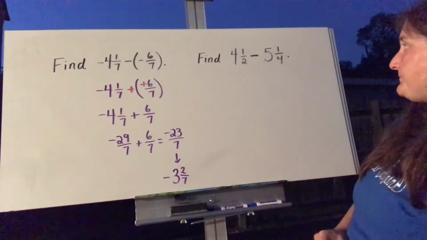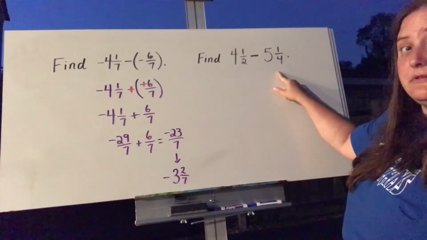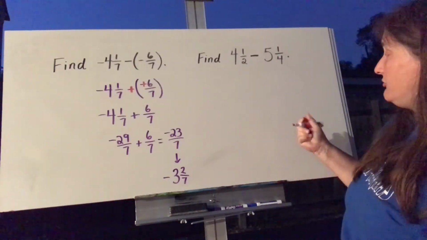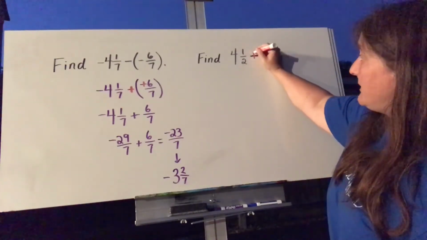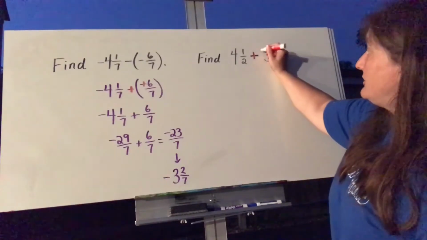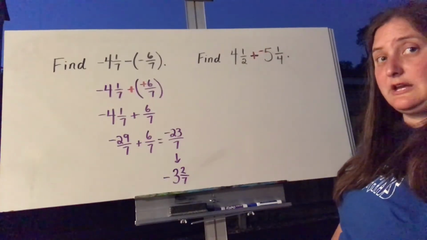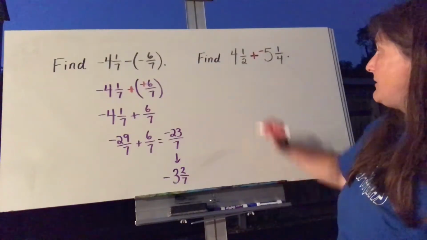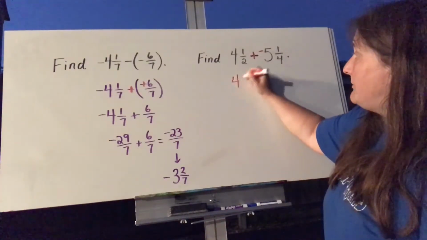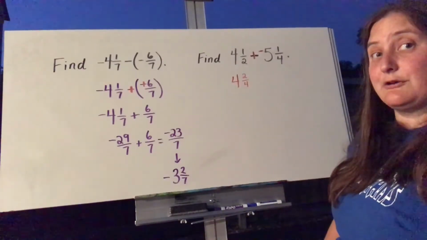On this problem, I have 4 1/2 minus 5 1/4. So the first thing I'm going to do is change it to addition by making my subtraction sign an add sign, and I'm going to make this second fraction its opposite. The next thing I need to do here is get a common denominator. So I'm going to use a common denominator of 2. I'm going to make this guy 4 2/4. I'm sorry, a common denominator of 4.